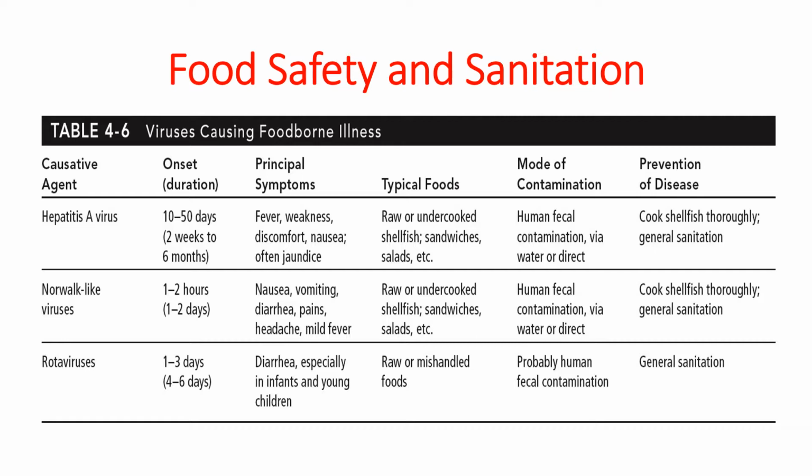If you look at mode of contamination for all 3 of these, hepatitis A, Norwalk viruses, and rotaviruses, across the board, it's human fecal contamination. So these viruses are generally spread through improperly washed hands. If you've ever worked in food service, they make a big deal out of making sure that you have washed your hands after you've come from the bathroom, and this is a big part of that.